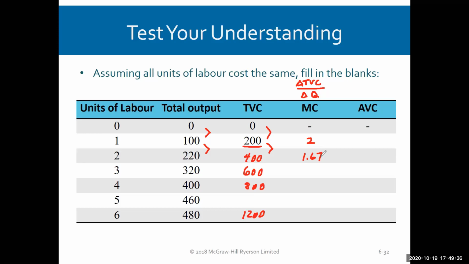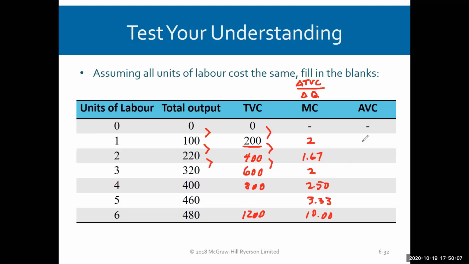And then I go on and on from there, and I just keep finding what's my change in total variable cost. That's 200. What's my change in total output? That's 100. So my marginal cost starts rising again. That shouldn't be a surprise. And if you calculate the rest of them, you'll see marginal cost is 250, and then marginal cost drops to 333, and then rises, and then marginal cost rises to 10.